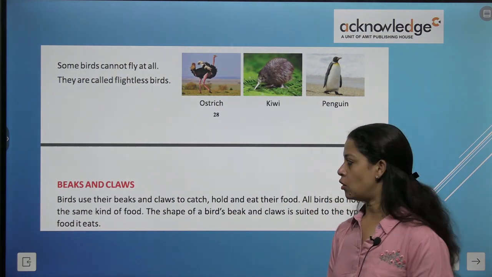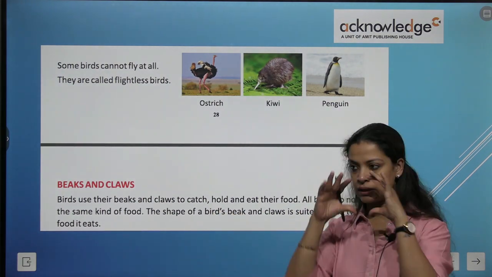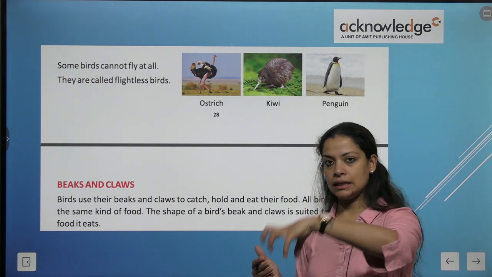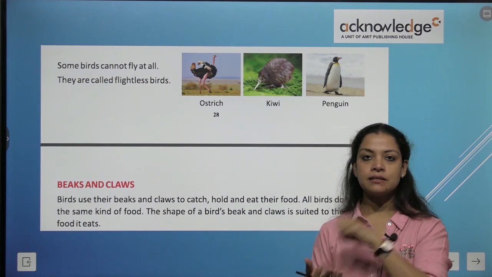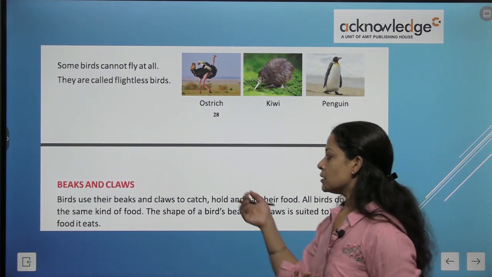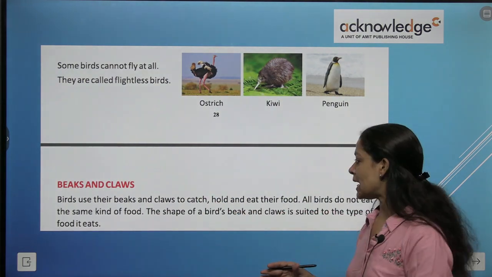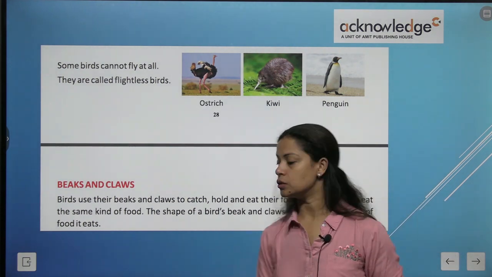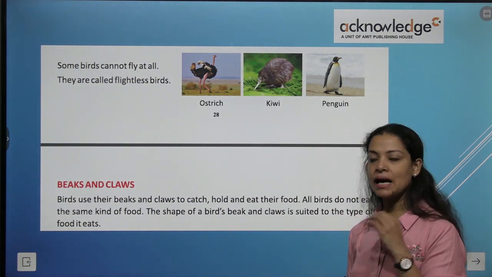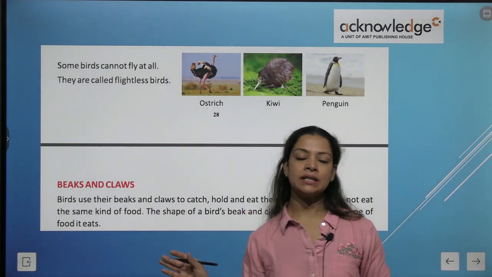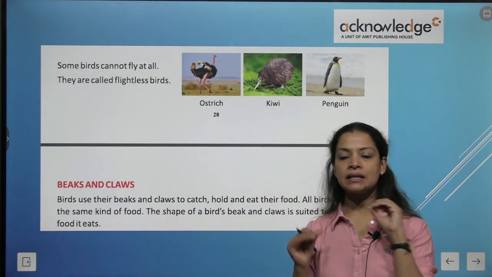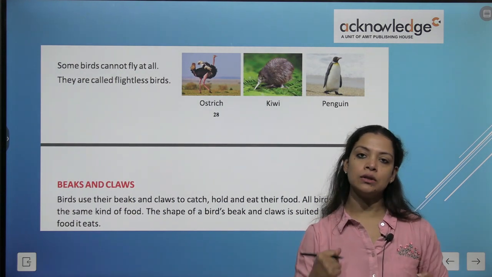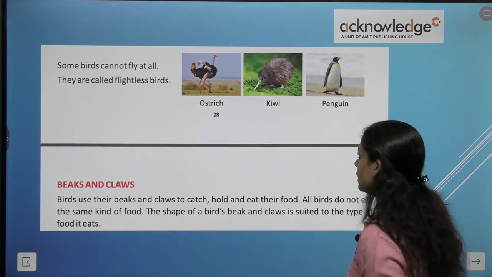Now beaks and claws. Birds use their beak. What is a beak? This structure, this lip structure, this mouth structure. And what are claws? The organ they use to grasp, like a hand or paw. So birds use their beaks and claws to catch, hold, and eat their food. All birds do not eat the same kind of food. The shape of a bird's beak and claw is suited to the type of food it eats. Every bird does not have the same kind of beak or claw structure. They vary and depend on the kind of food they eat. Alright, so let's see what they have.